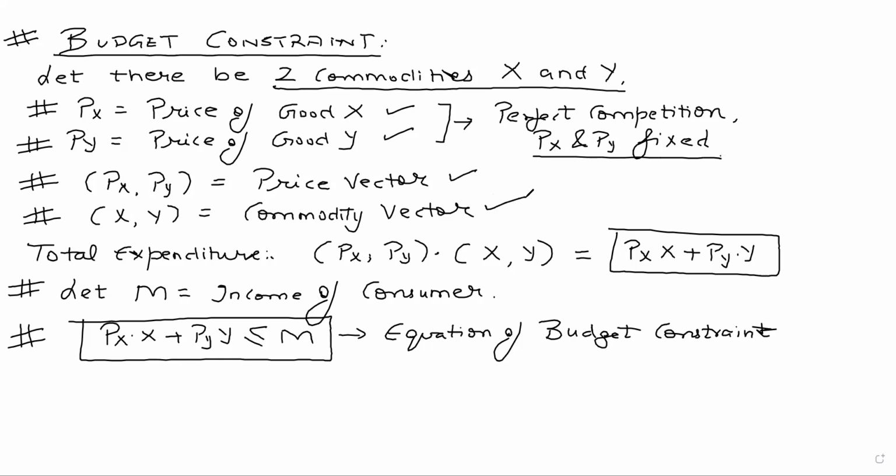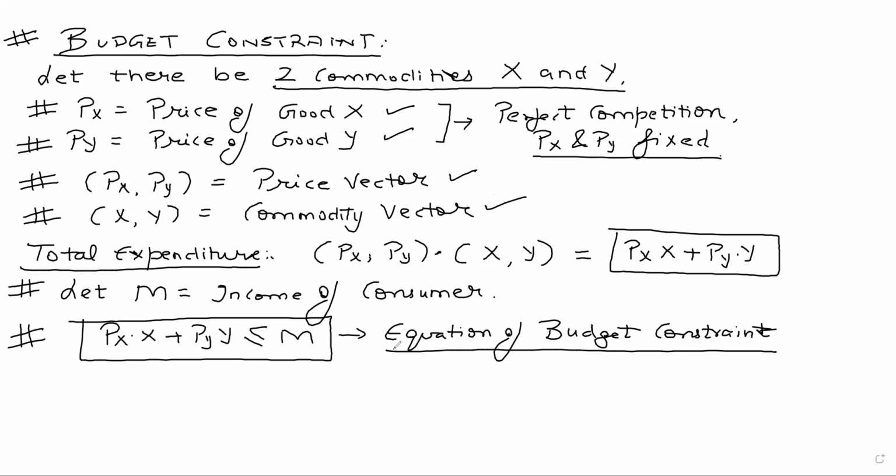My price vector is given by this. This is my commodity vector. Define total expenditure as the dot product of the price vector with the commodity vector, which is nothing but Px into X plus Py into Y. Let M denote the income of the consumer, which is also fixed. So my budget constraint simply indicates that total expenditure by the consumer should be less than or equal to the total income.